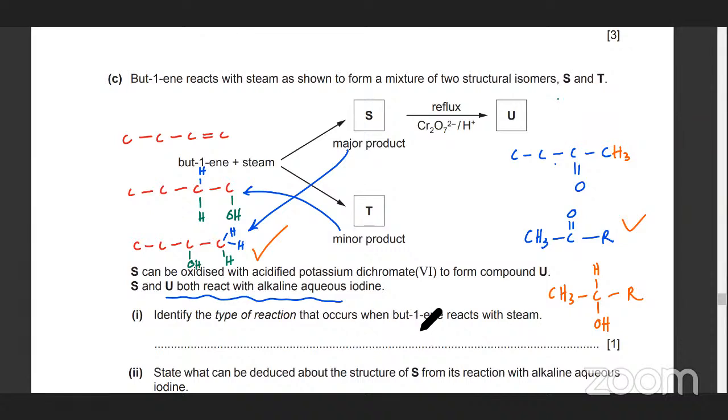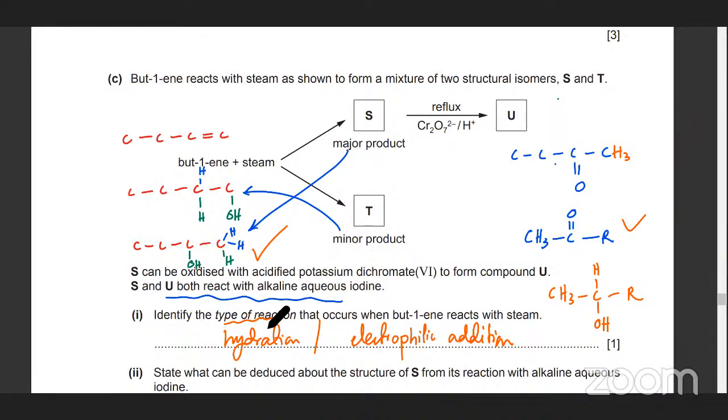So identify the type of reaction that occurs when but-1-ene reacts with steam. That's known as hydration. And I just have a few doubts. You can also write electrophilic addition to it, just to be on the safe side, because I think he's looking for electrophilic addition as the answer. All alkenes undergo electrophilic addition reactions. So most likely you're going to get marks for electrophilic addition, probably not for hydration.